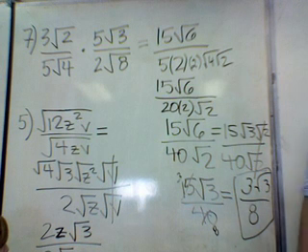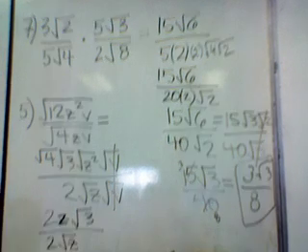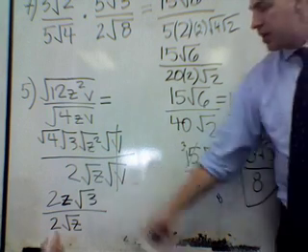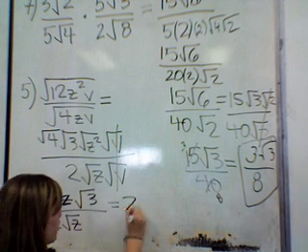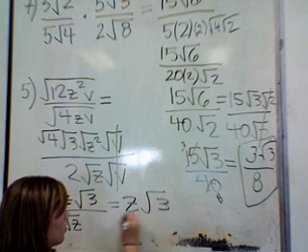Now what do we see that's the same, top and bottom? Z. No, because this is z over root z. The 2's cancel. So we're left with z root 3 over root z.